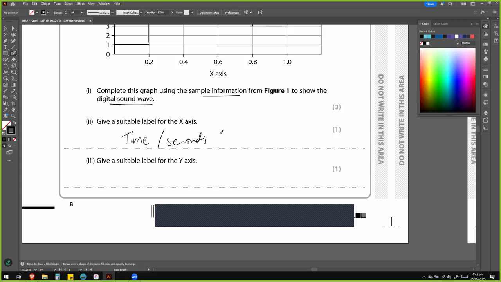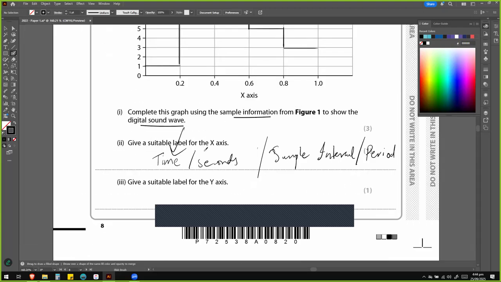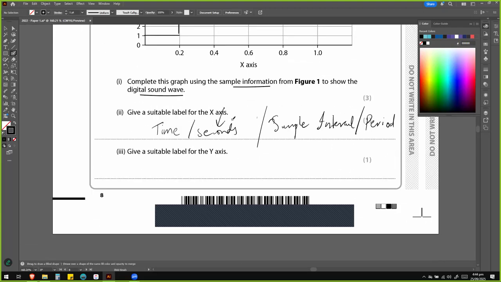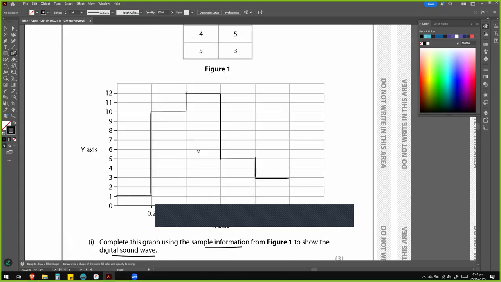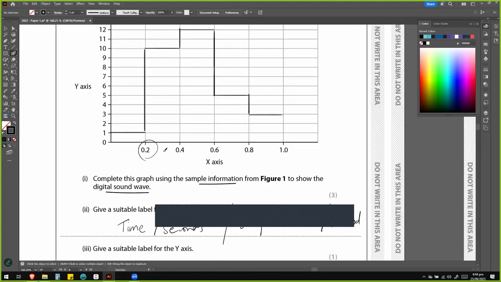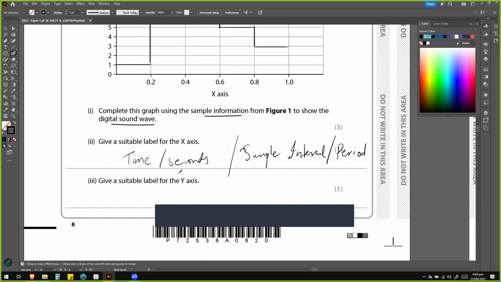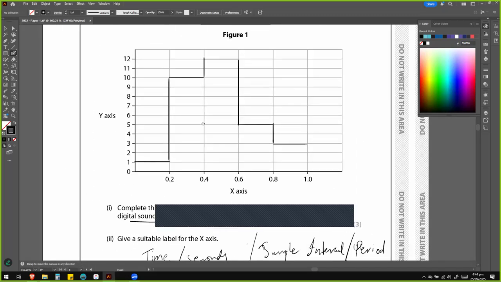We could also say, for example, sample interval or sample period. Anything goes. So I think the most suitable thing you can say here is time or seconds. I would like to go with time because it makes the most sense, because this could have been in seconds, milliseconds, whatever, so you could get that wrong. This time is sufficient.